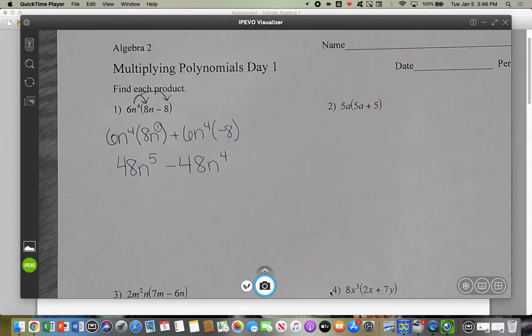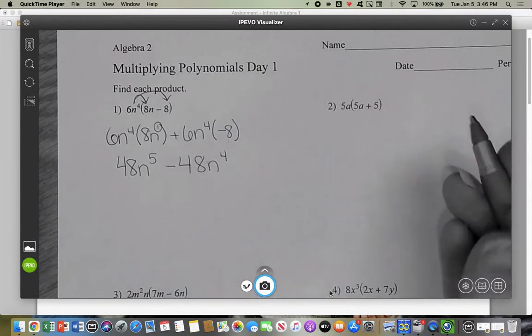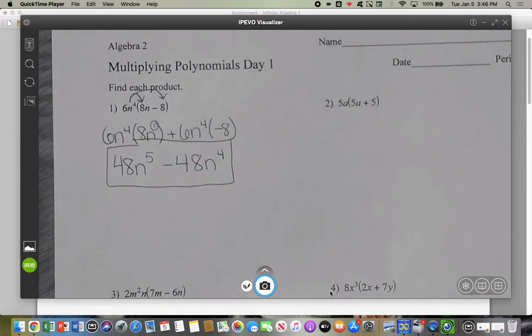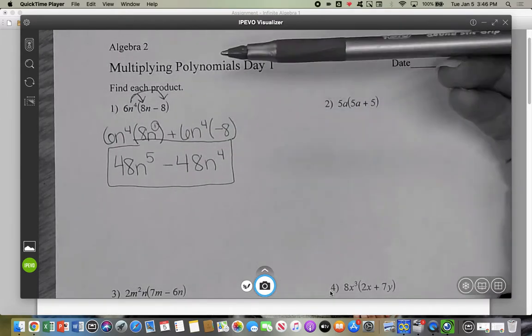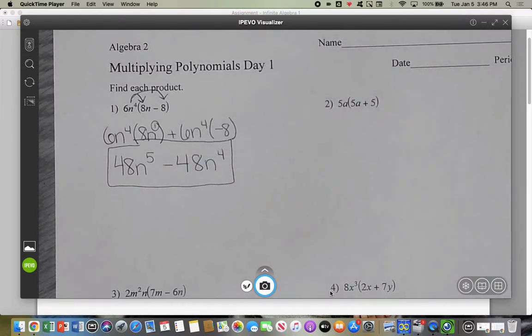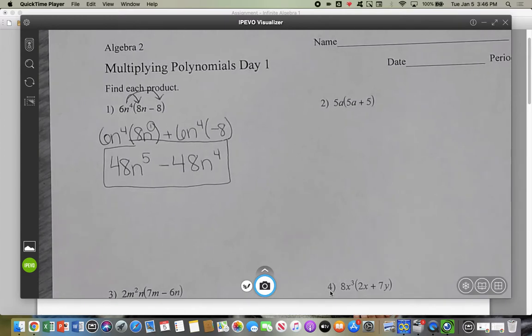And then we do not add those together because a power of 5 and a power of 4 can't be added together. So this is our simplified answer. So we're just distributing. Now I do want you guys to know, if you want to go directly from this step to this step, I'm totally okay with that. And I'm actually going to do that on this second one.